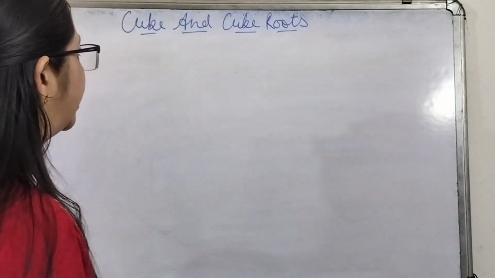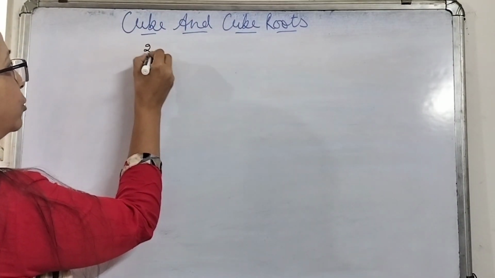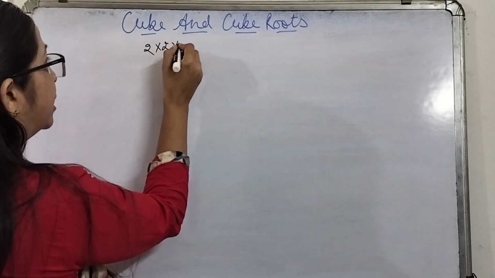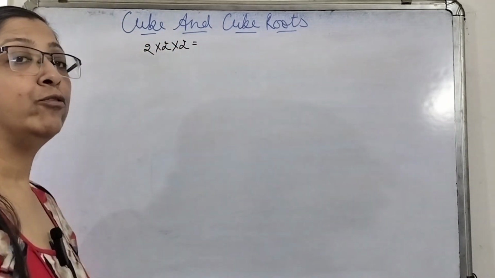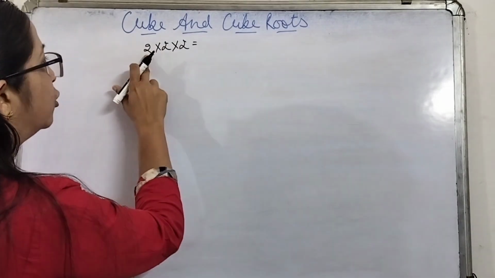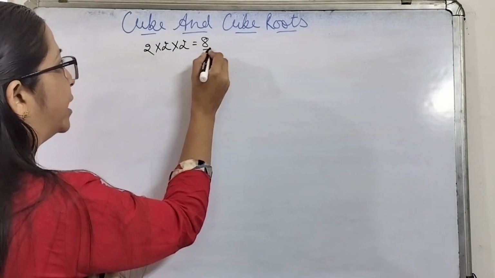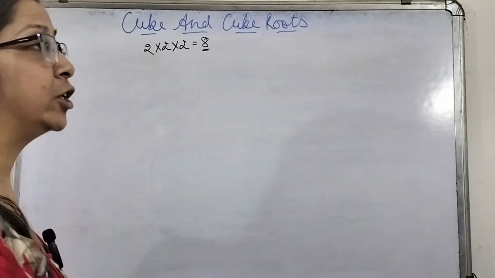If we have any number, say the number 2, and we multiply this 2 three times, then whatever number we get will be the cube of 2. 2 multiplied by 2 will be 4. 4 multiplied by 2 will be 8. That means 8 is the cube of 2.